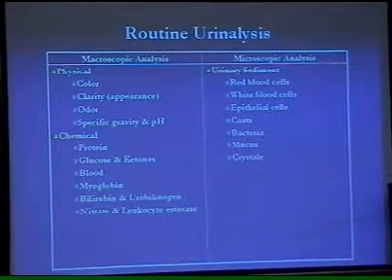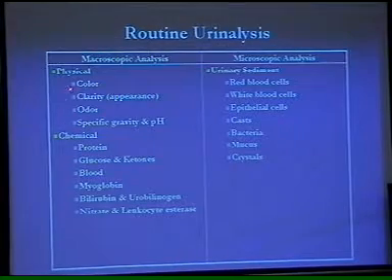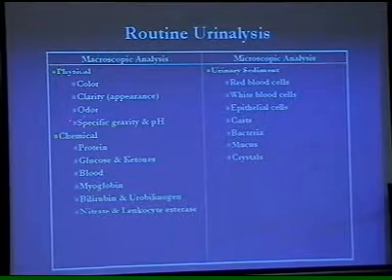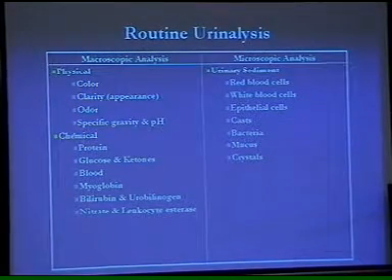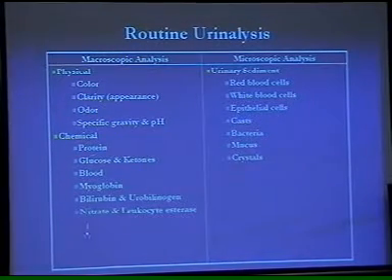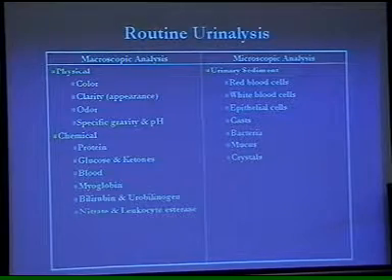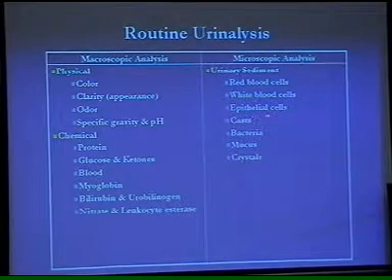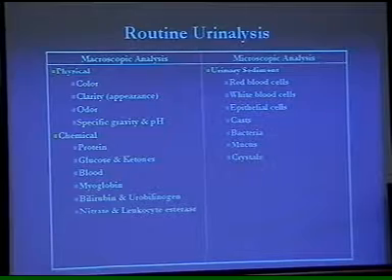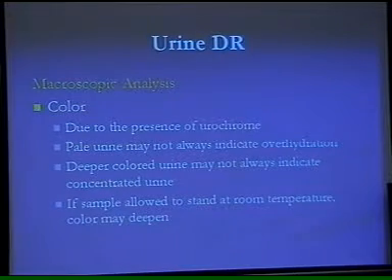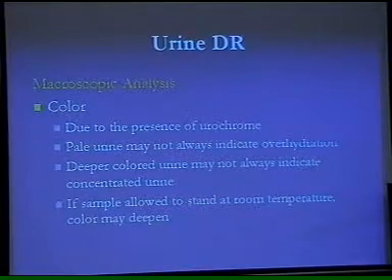Urinalysis has three parts. First is the physical, which contains color, clarity, odor, specific gravity and pH, and the chemical analysis. This is the dipstick exam, and the urine sediment exam, in which we look under the microscope for red cells, white cells, epithelial cells, casts, bacteria, crystals, etc. Let's take the macroscopic analysis.